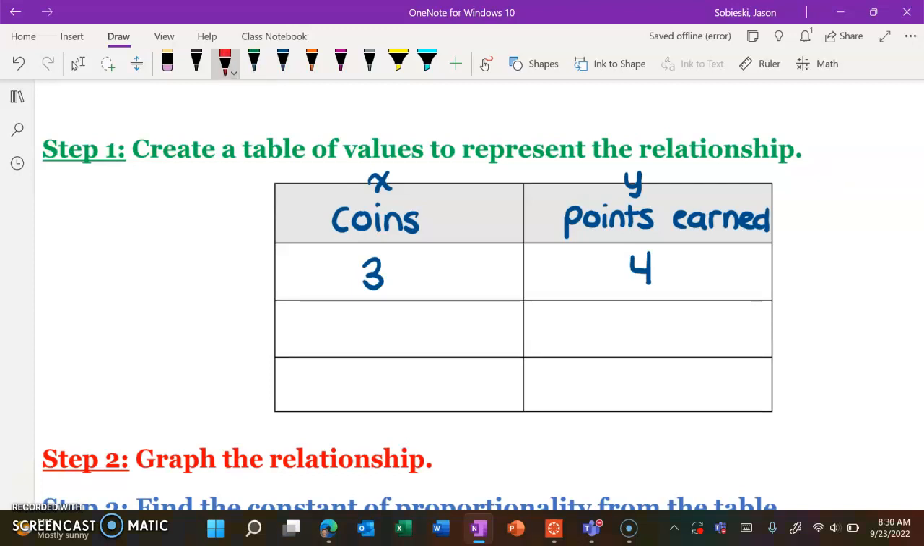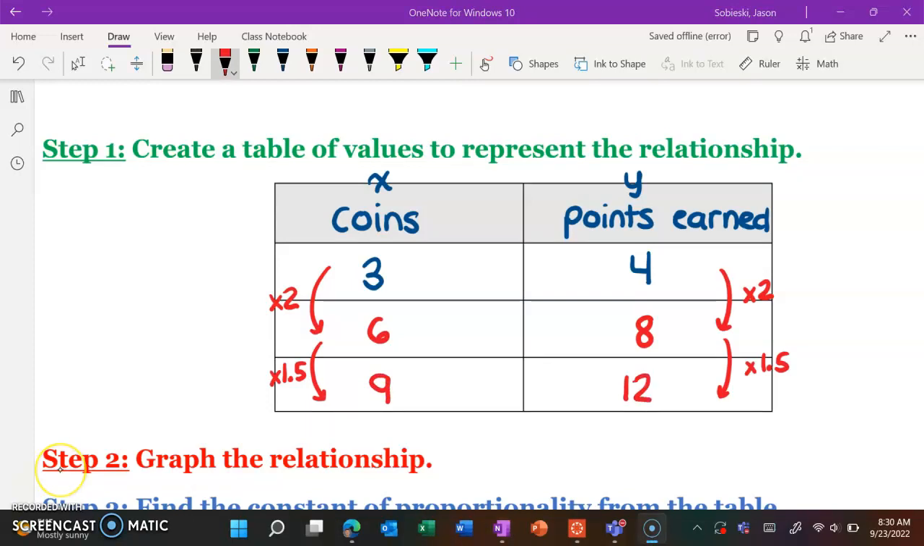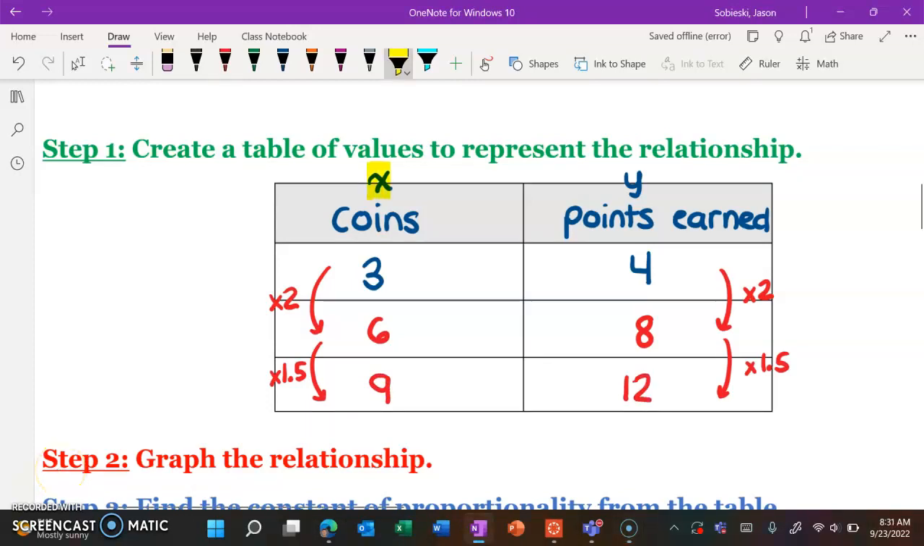Again, let's just practice by using equivalent ratios. So maybe we can multiply by 2 on both sides, saying that, well, if we collect 6 coins, we would earn 8 points. And then maybe we can multiply by 1.5 on both sides, which says that if we collect 9 coins, we would earn 12 points. Okay, so our table is completely filled out.